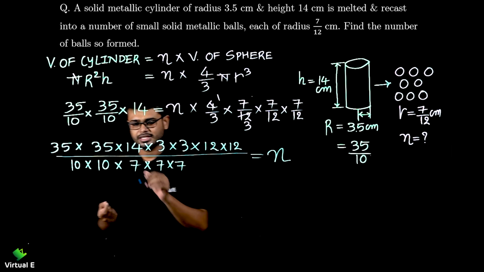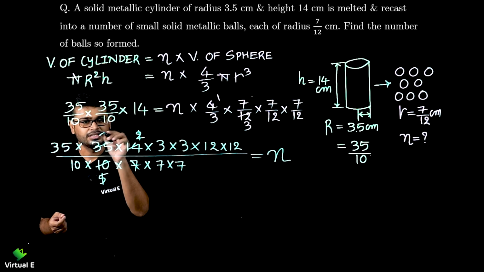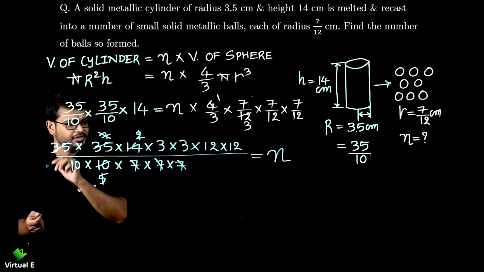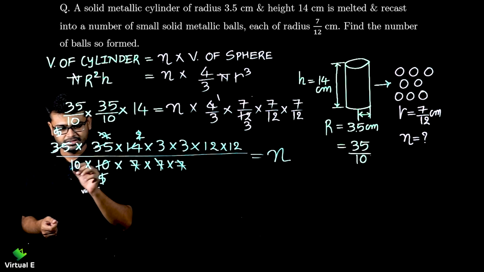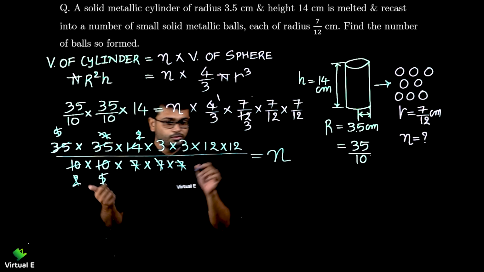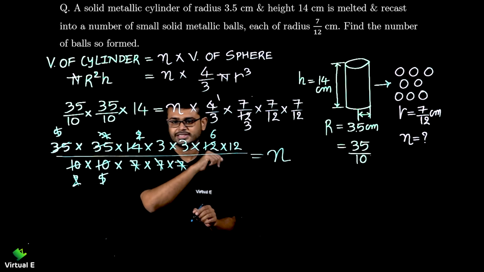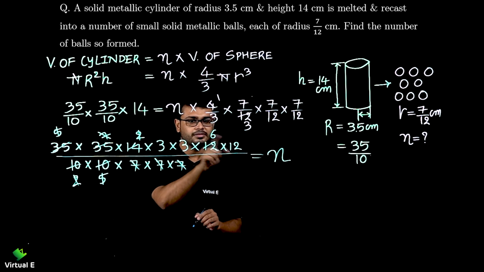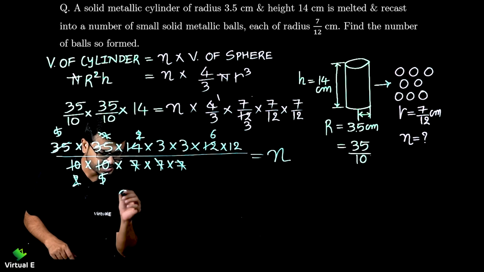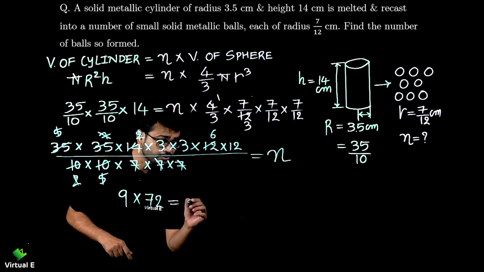Remember, now let's do cancellation. 7 1s are 7 and 7 2s are 14, 2 1s are 2, 5 5s are 25, 5 1s are 5. 7 and 7 cancel. Good. Can we use 2? Obviously we can. Is anything left? No, nothing is left so far. So 3 3s are 9 and 12 6s are 72 is equal to the value of n.